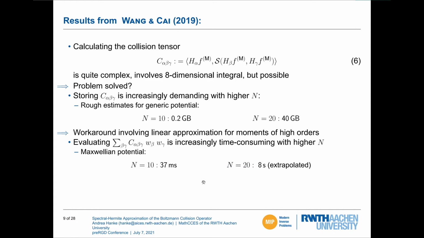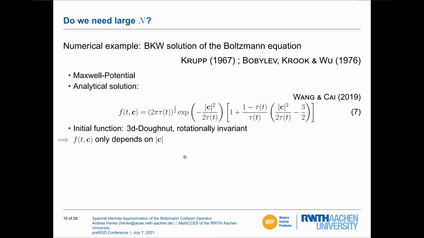Of course, you could ask the question, do we even need a large n? I mean, if we set n equal to 10, the numbers are not too bad, right? You could manage with them. Let us look at a numerical example: the BKW solution of the Boltzmann equation. It uses the Maxwell potential to describe the interaction between our atoms in the gas. I just took the expression for the analytical solution again from Huang and Chai's paper.